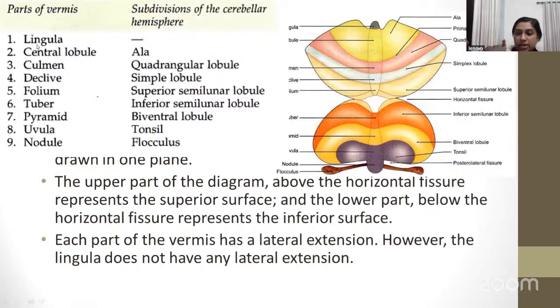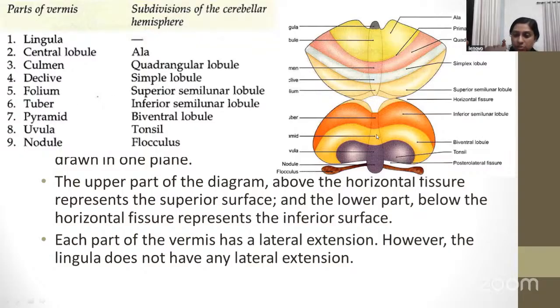Lingula is the first part and it does not have any lateral extensions. These are important in MDS entrance exams, not in theory exams. You don't have to mug it for theory, but for the entrance exams, you have to learn it. The central lobule's lateral extension is always called ala. And the culmen part has the quadrangular lobe, which is the lateral extension of the culmen part of the vermis. Also, we have declive, folium, tuber, pyramid, uvula.